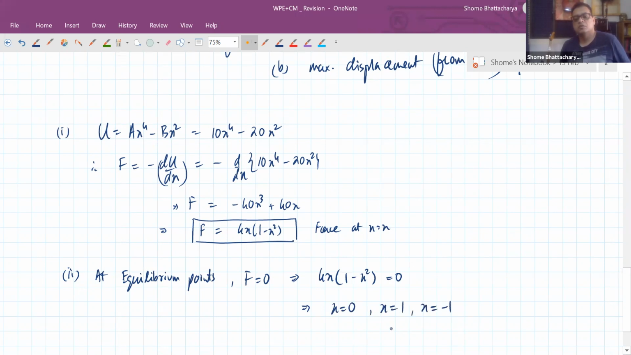So I'm having 3 equilibrium points: x equal to 0, x equal to plus 1, and x equal to minus 1 in meters. There are 3 distinct equilibrium points.